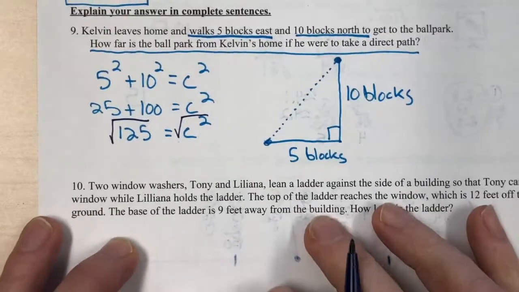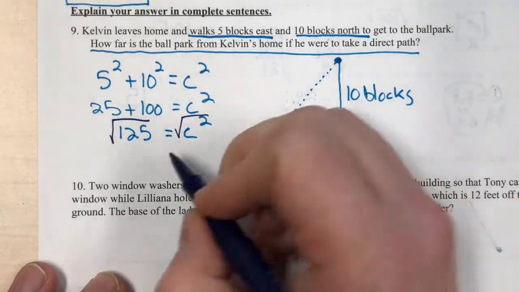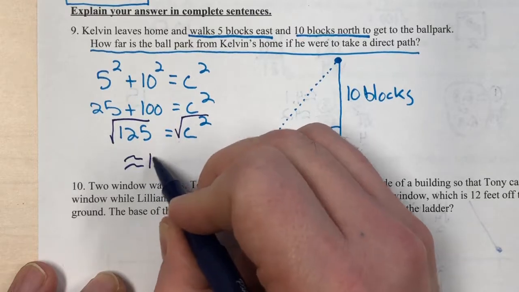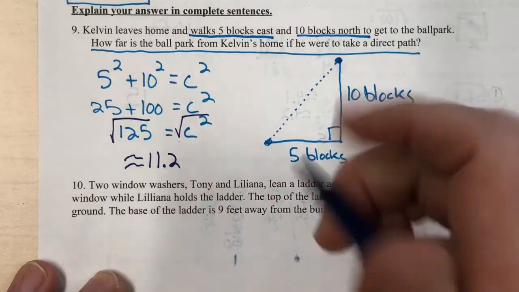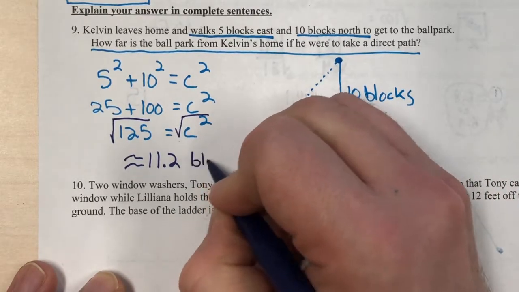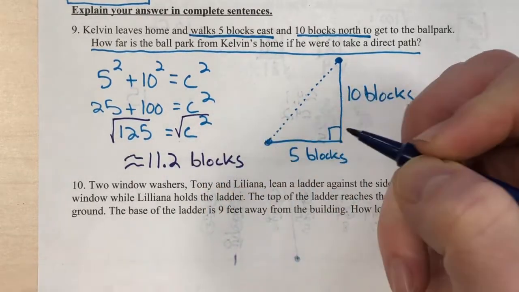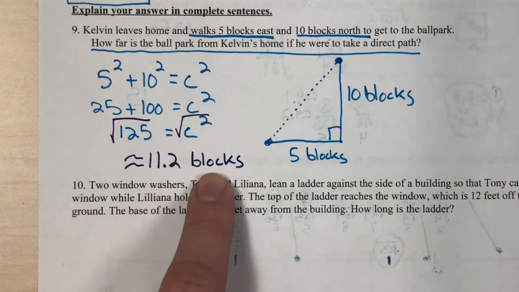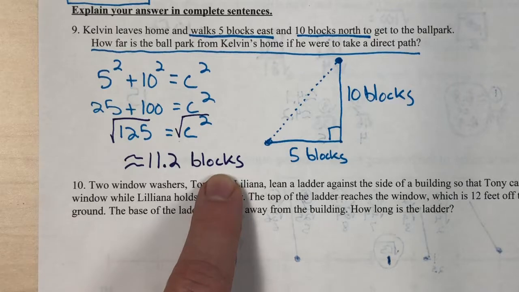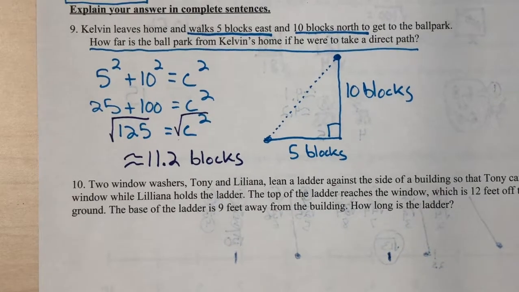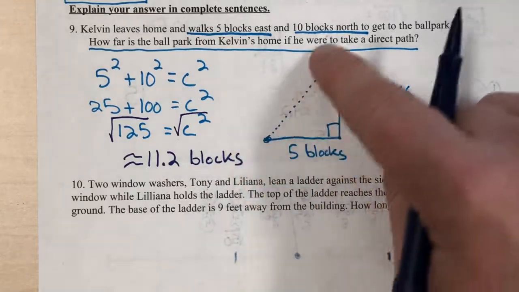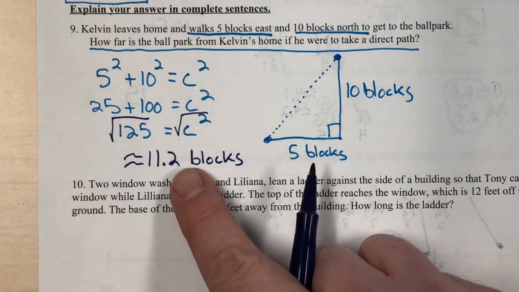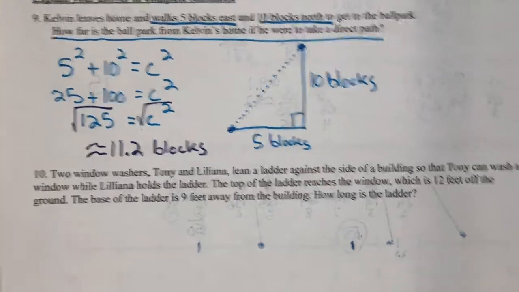When we do that on a calculator, I get approximately 11.2, and then I have to be sure I put my label here. My label is blocks. Make sure you do put that on your test, because I might count off a half point if you don't have the label there. So once again, A squared plus B squared equals C squared. On that side, we solve for C, and we have that done.